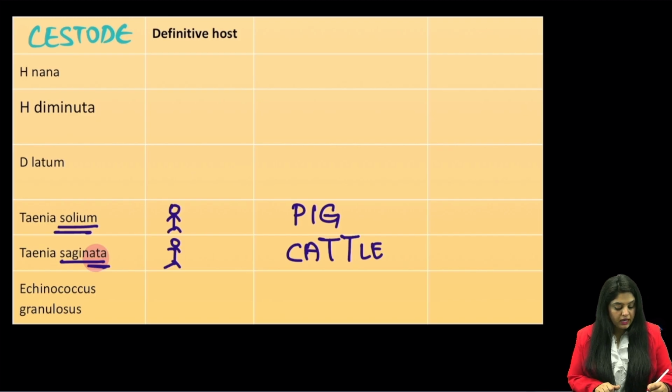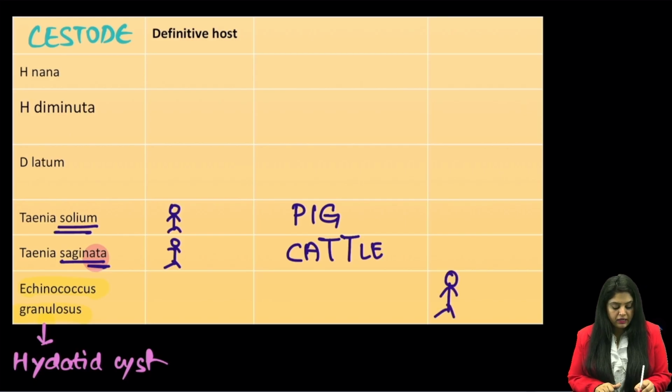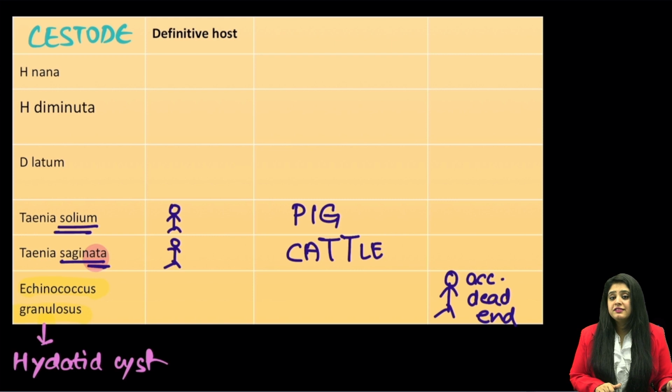Okay, when I talk about Echinococcus granulosus, this everyone knows as the very famous hydatid cyst. So yes, you know that hydatid cyst, that I'll see in a while. But in here, human I'm going to throw somewhere on the end, because human is not just any host, it is an accidental dead end host. Human is an accidental dead end host.